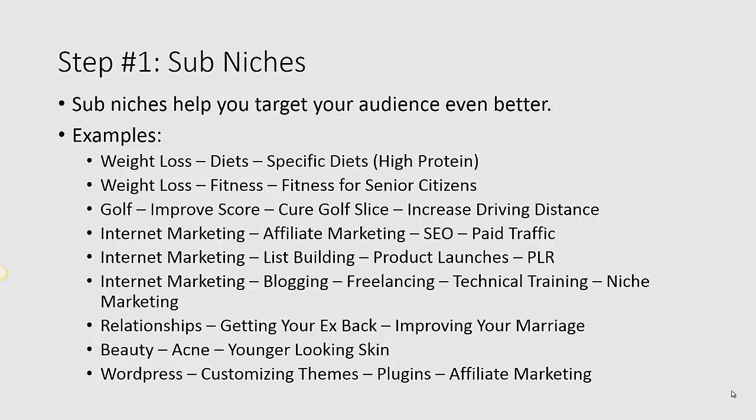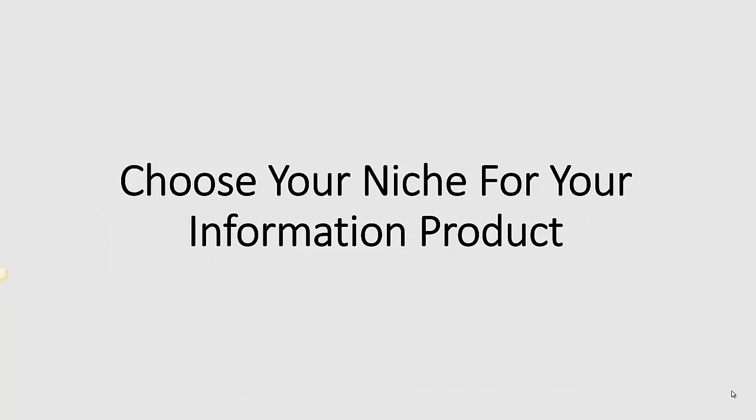WordPress is a big spectrum in itself. That could be lumped under internet marketing if you really wanted to. But you've got everything from how to customize WordPress themes, how to install themes, how to install plugins and work with them, which plugins are the best, how to do affiliate marketing with WordPress. These are all ways that you can sub niche what you've chosen. Social media is a pretty broad spectrum, but you could really narrow it down and say, I'm going to be a Facebook expert, Twitter, Pinterest, LinkedIn. You could really niche that down. So the key thing is to choose the niche for your information product. And in the next part of this training, we're going to start going over the next steps to getting your information product out there.